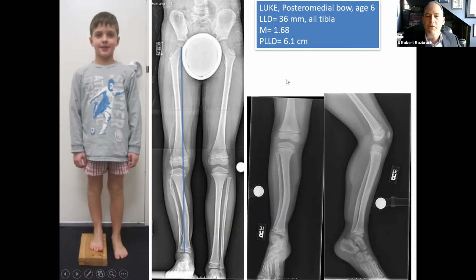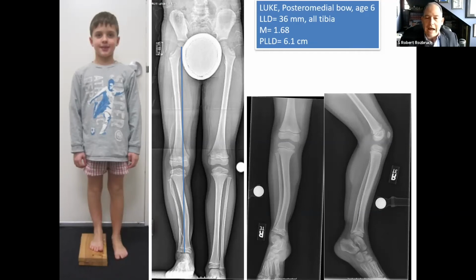And he's got a multiplier of 1.68. Again, the multiplier is right off of a table. It's based on the gender and it's based on the age of the patient. And in congenital patterns, you simply multiply the multiplier, this index, by the current LLD, and you get the PLLD, the predicted leg length discrepancy at maturity.